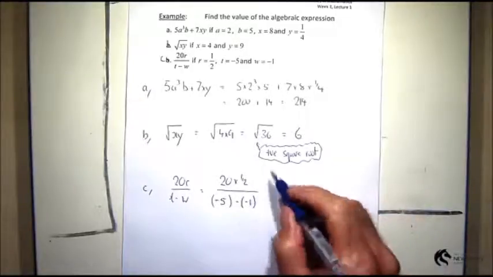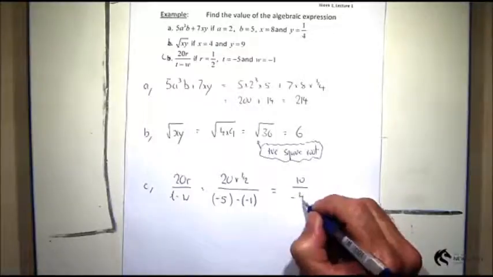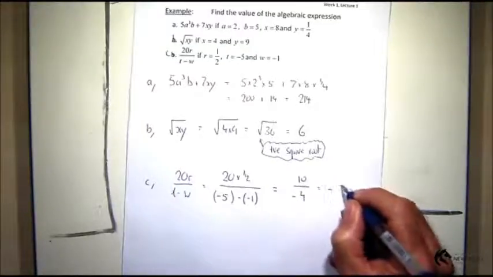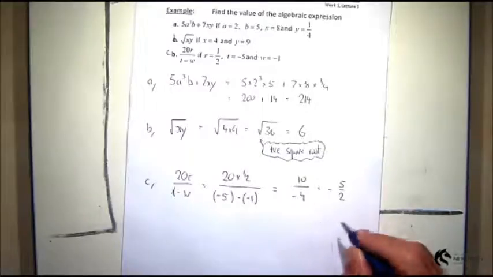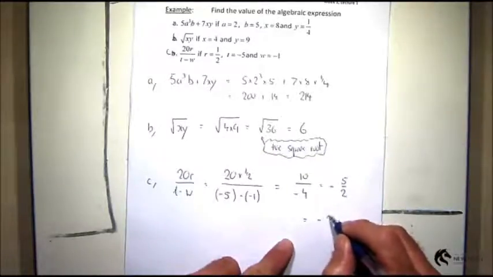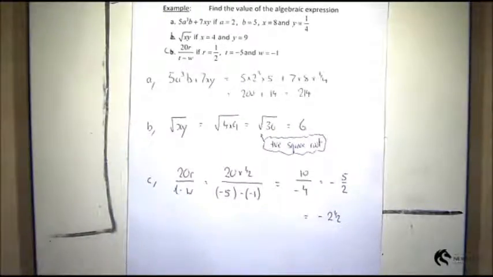So I'll calculate the numerator. 20 times a half is 10. In the denominator I've got minus 5 minus minus 1, so that's minus 5 plus 1, which is minus 4. So that's the same as minus, and I can write that as 5 on 2 in there, cancelling out the common factor of 2. And if I so desired, I could write that as minus 2.5. It wouldn't matter how you wrote that, whether you left it as an improper fraction or a mixed number, I don't believe. So in each case, in the algebraic expression, we've just substituted for the pronumeral.